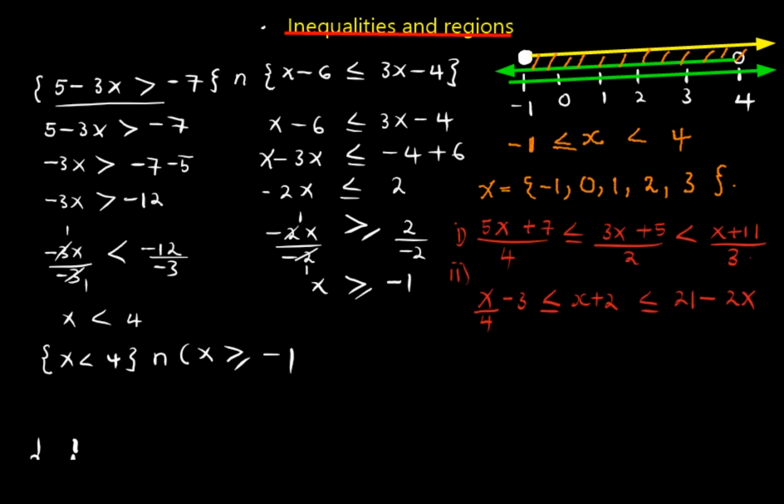Given that negative 1 is less than or equal to x, but x is less than 4, find the values of a and b for which a is less than or equal to 2x plus 3, but 2x plus 3 is less than b. Roman numeral 4.